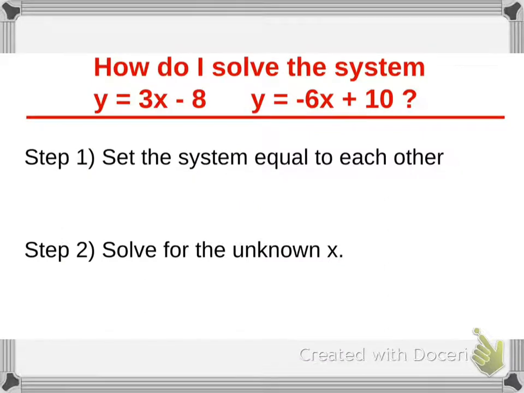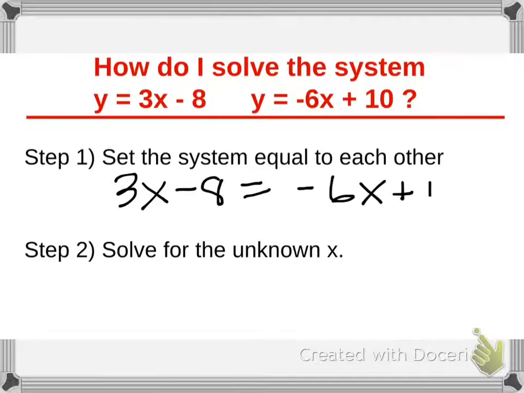Step 1, set the system equal to each other. Now look at them. They're both in slope-intercept form, and they both have y as the variable. y is equal to 3x minus 8, and y is equal to negative 6x plus 10. So I'm just going to say that equation 1, which is 3x minus 8, is equal to the second equation, which is negative 6x plus 10.